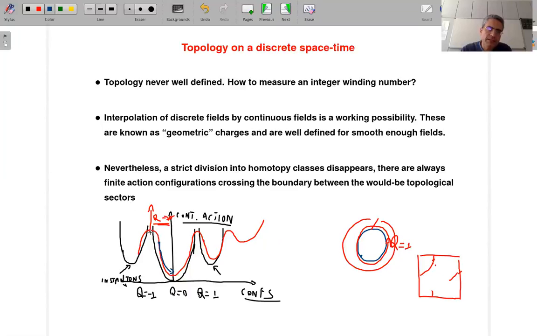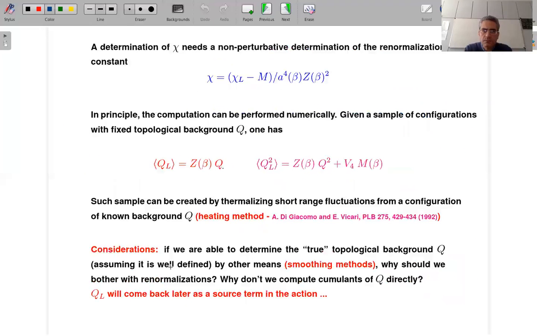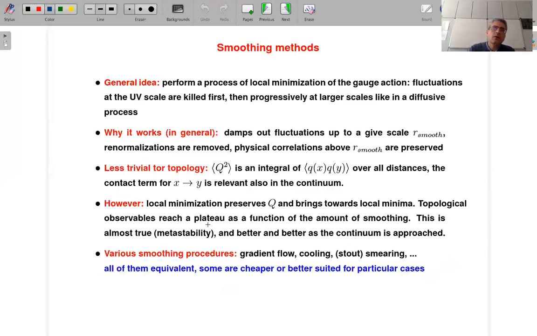Of course, you may still have ambiguities if you are sitting somewhere, but this regards short range fluctuations, which are not interesting for the whole topological background. But once you are in a well-defined topological sector, the local minimization process will usually keep you in the same sector. So, in some sense, topology is stable, or at least metastable, if you apply this smoothing procedure. So, this is basically why the method works for topology.